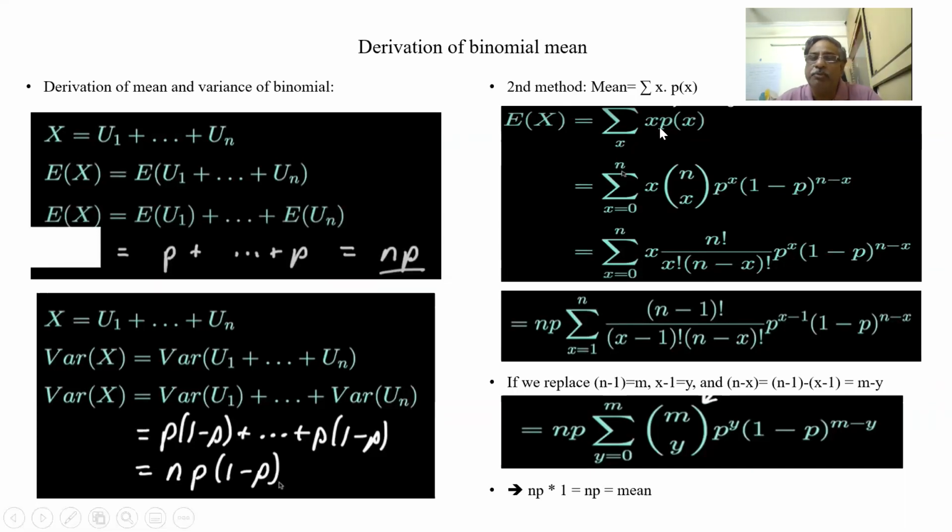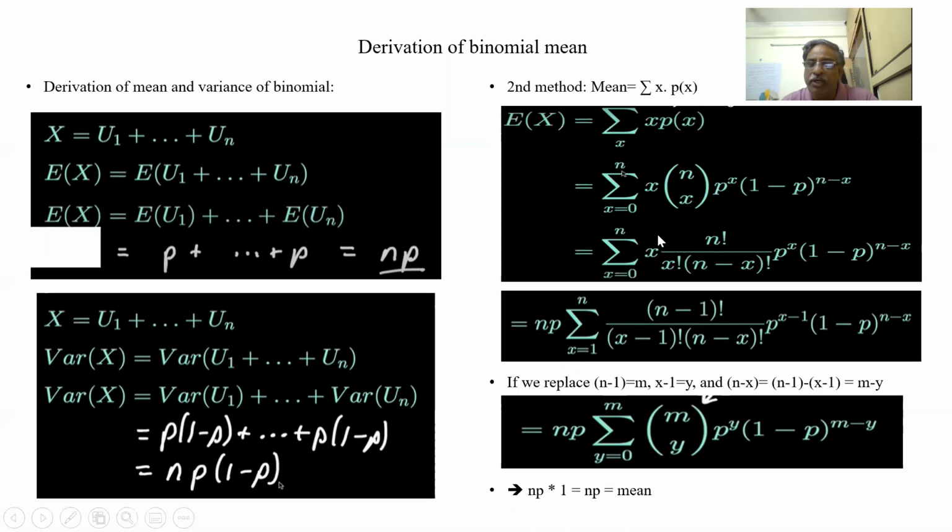We know the mean is sigma x into p of x divided by sigma p. Sigma p is 1, so that is removed. X into p of x, as x is 1 to n, 0 to n. So what is the probability of p of x? nCx, p to the power of x into q to the power of n minus x. So here what I am taking, x first will be 0. So I am expanding nCx, n by n minus x factorial, x factorial, p to the power of x into 1 minus p to the power of n minus x. Here the x gets cancelled. Here it becomes x minus 1 factorial.